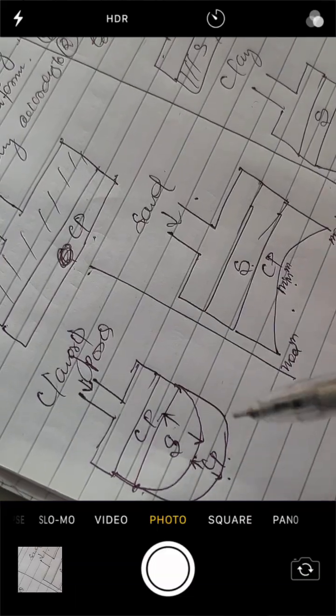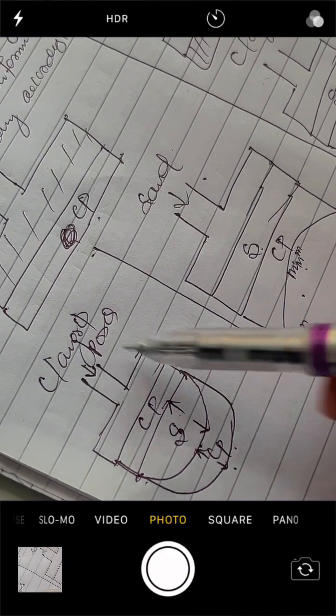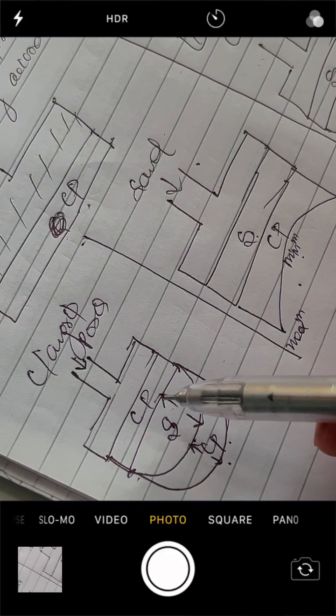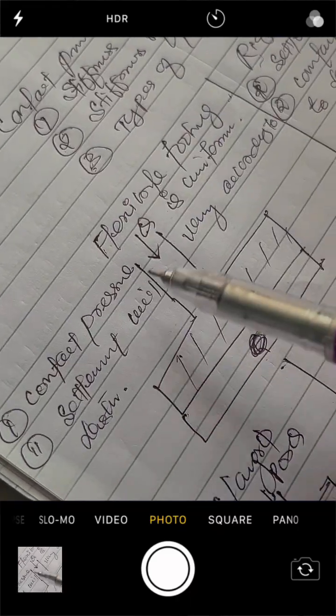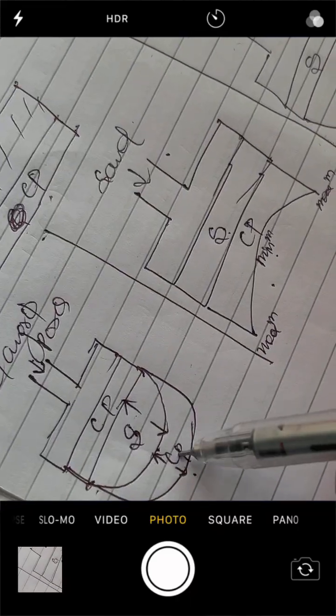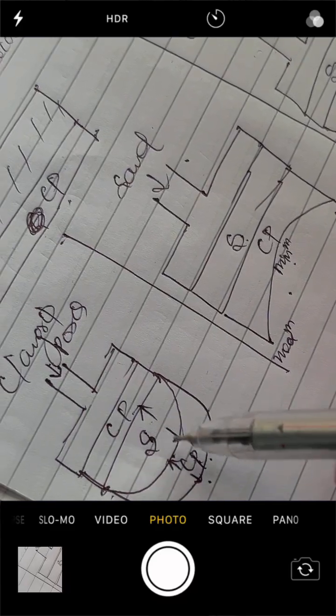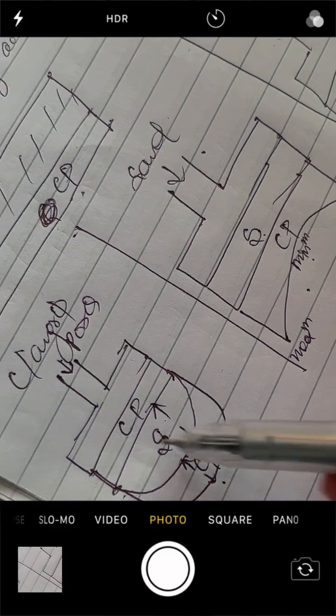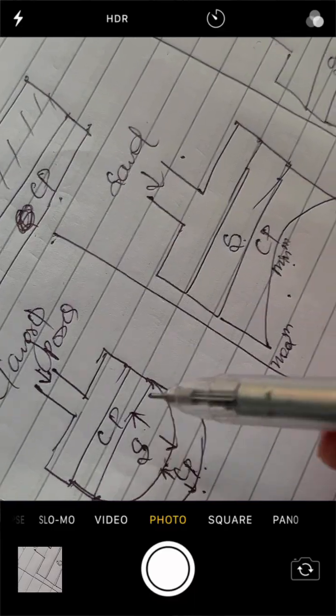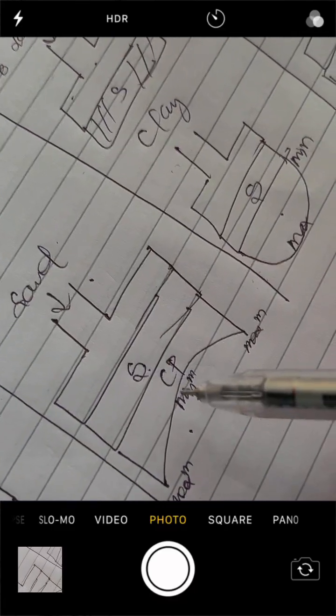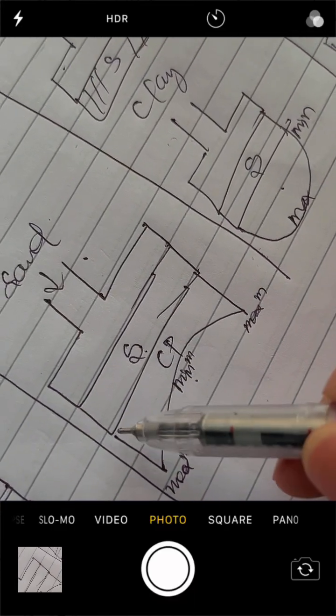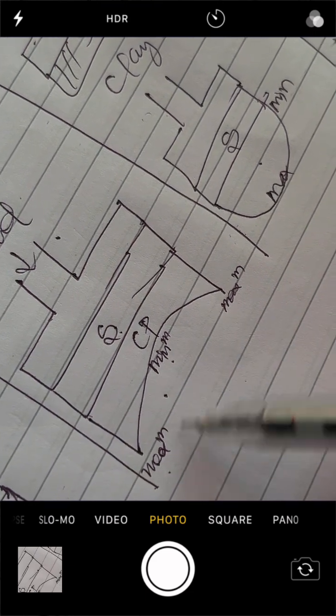For the summary, in the case of clay, for the flexible footing, contact pressure is uniform, and the settlement will vary according to the length. Here, the settlement is maximum at the center and minimum at the edge. But for the case of sand, the settlement is uniform, but the contact pressure is minimum at the center and maximum at the edge.